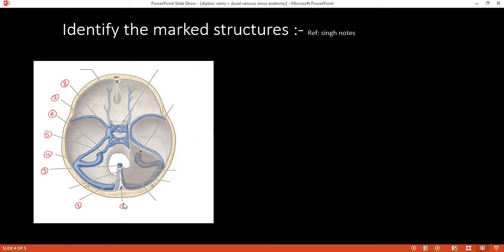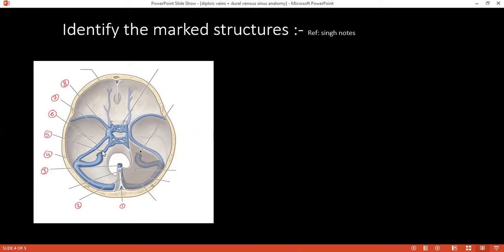What is 1? Where is 1? Yes, 1 is here. It is the area of the superior sagittal sinus. 2, please. This is 2, straight sinus. 3, please. It is like the confluence of sinuses, or this is the straight sinus. 4, the sigmoid sinus.